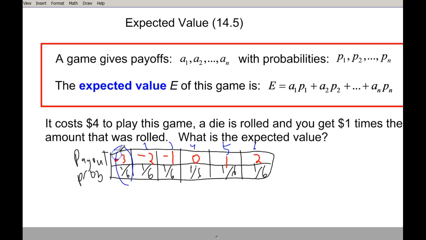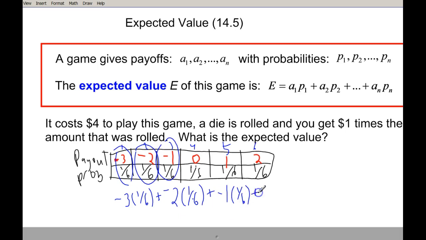You basically just take this times this. You say -3 times 1/6 plus -2 times 1/6 plus, multiply these two guys, -1 times 1/6 plus 0 times 1/6. Sometimes I'll just write what 0 times that is, so it'd just be plus 0 here. And 1 times 1/6 is 1/6. I'm just going to write 1/6. And 2 times 1/6 is 2/6, or 1/3.